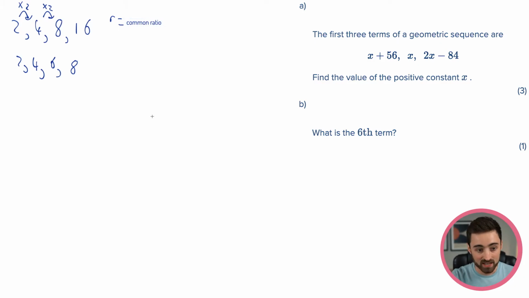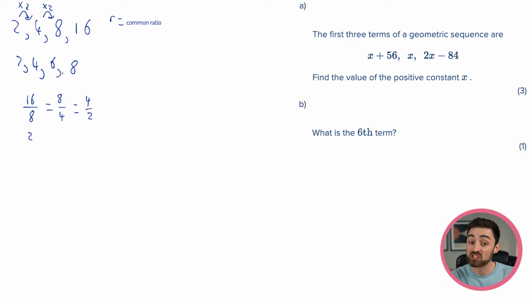For example, if I do the 16 divided by the 8, that is going to be the same as the 8 divided by the 4, which is the same as the 4 divided by the 2. And in each case, I get 2, which is my value of r, which is the common ratio. This ratio is common to all of the terms. That's important, and we'll come back to that in a second.